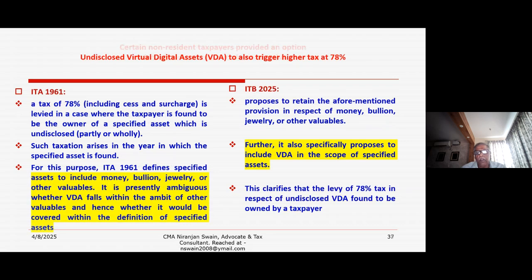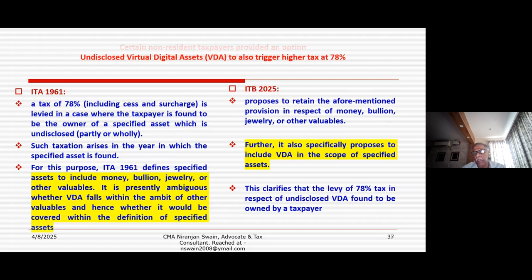So if any assessee has virtual digital assets, and a virtual digital asset has been defined, that includes money, bullion, jewelry, other valuables. It is presently categorically included, the VDA along with the jewelry, bullion, and other valuable assets. So in that case, if it is undisclosed, then the tax rate will be 78%. So actually it is 60% plus 25% plus 4%. Whatever the effective rate will become, that will be taken for the purpose.